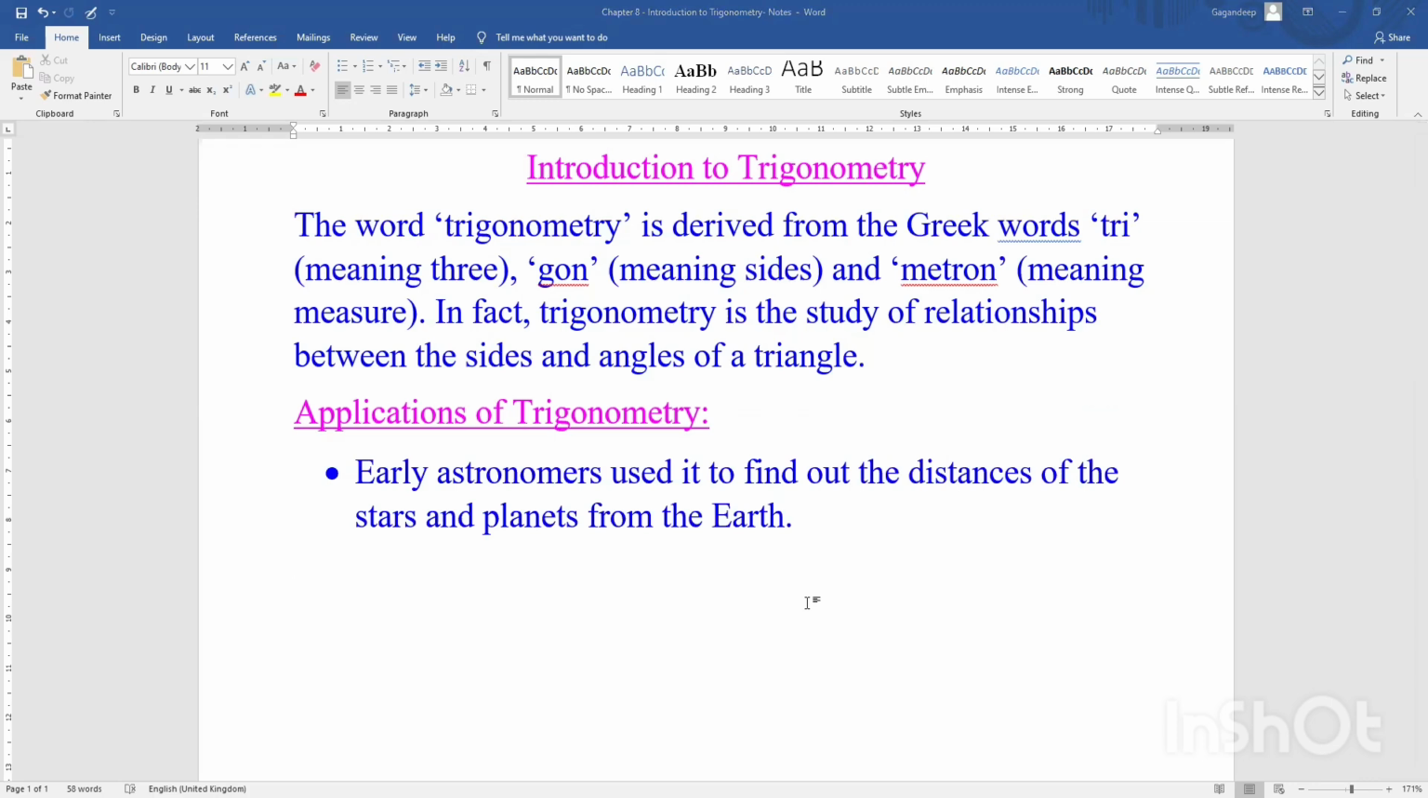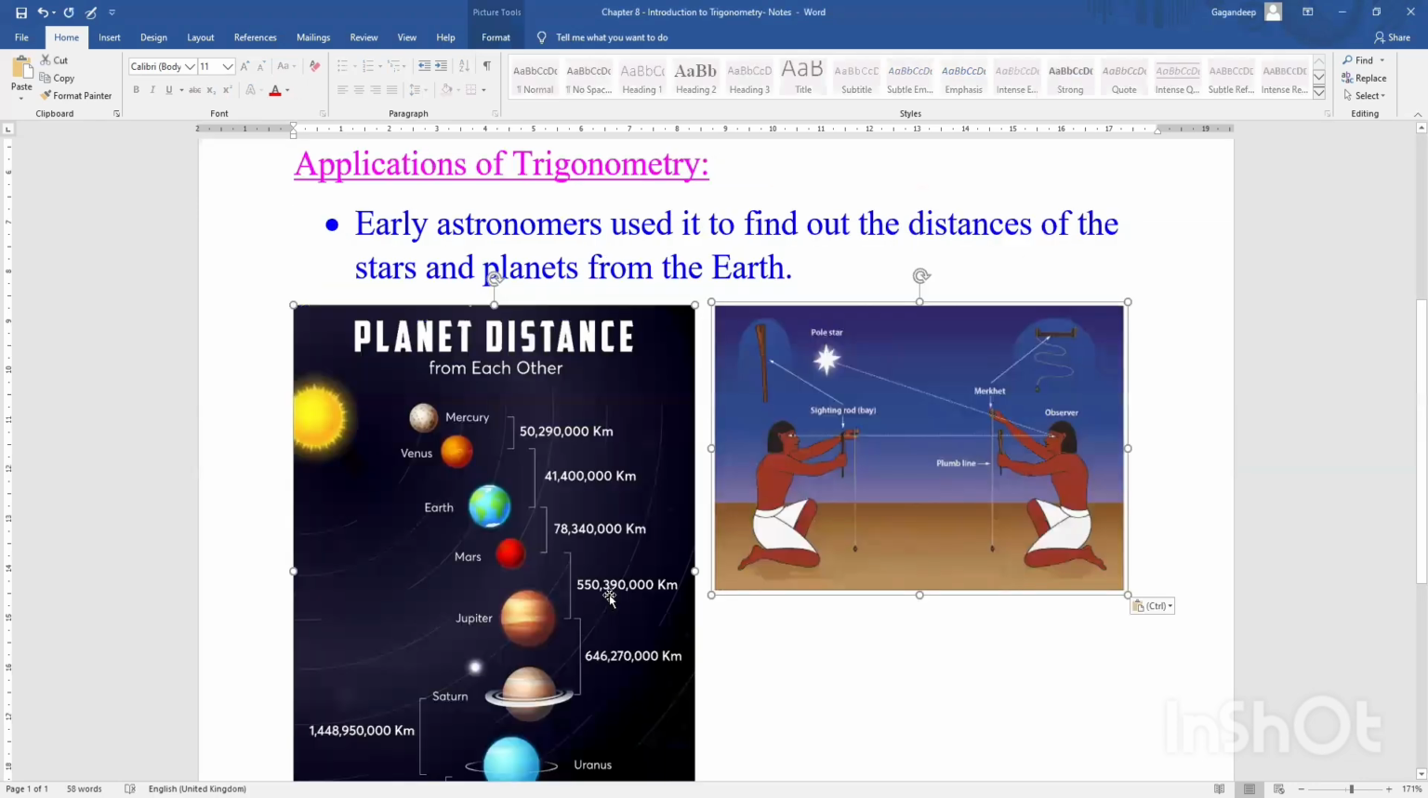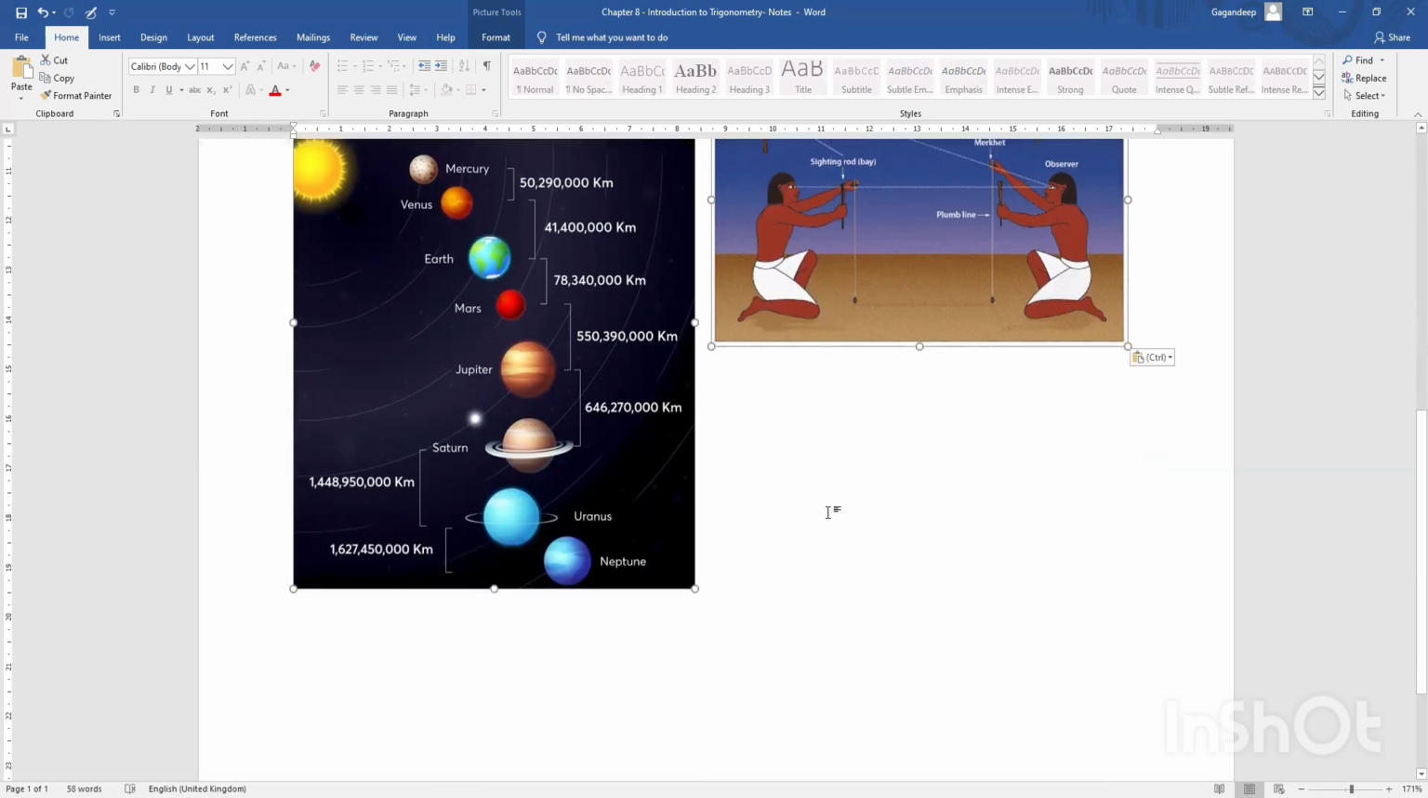You can see this. Let me show you the pictures here. These were the early astronomers, you can see in this picture. They were using the knowledge of trigonometry to find the distance of the stars and planets from the Earth.